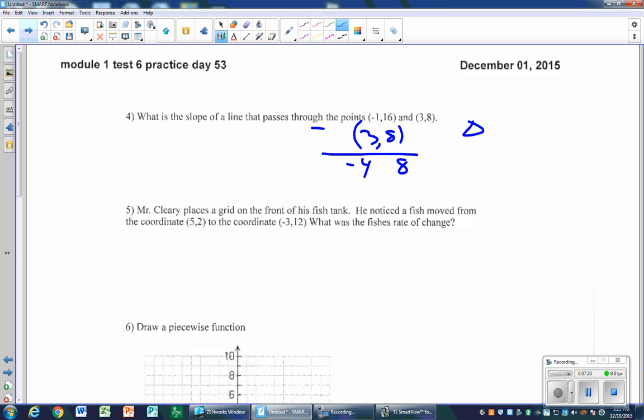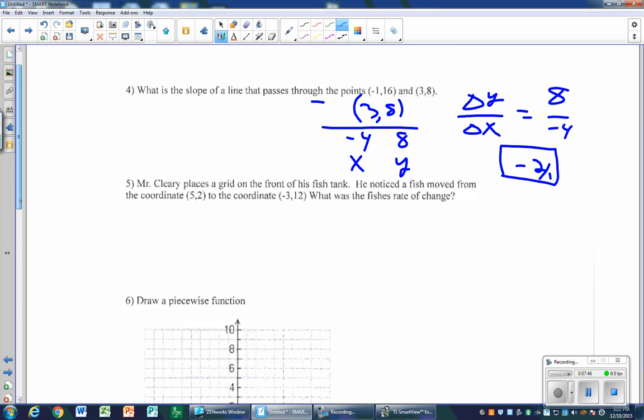Then we write down delta y over delta x. Which one is y? Which one is x? That is the x. That's the y for the point. So we put 8 over -4. You're done. It doesn't say in simplest form. If this was a multiple choice test, we can simplify that to be -2 or -2 over 1. Don't trust me? Look at your calculator.